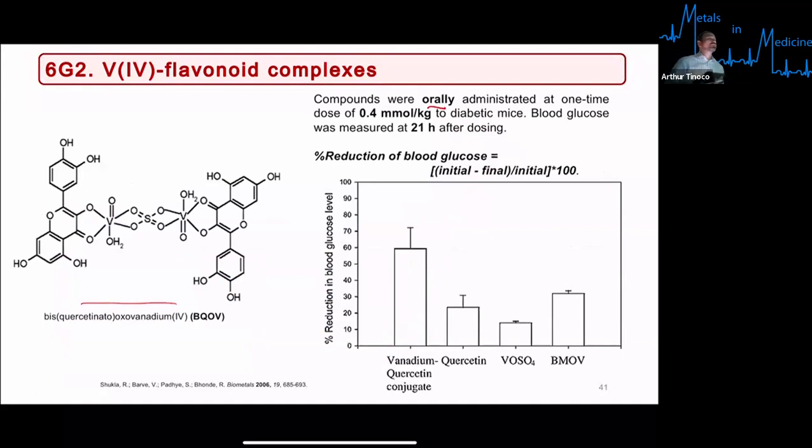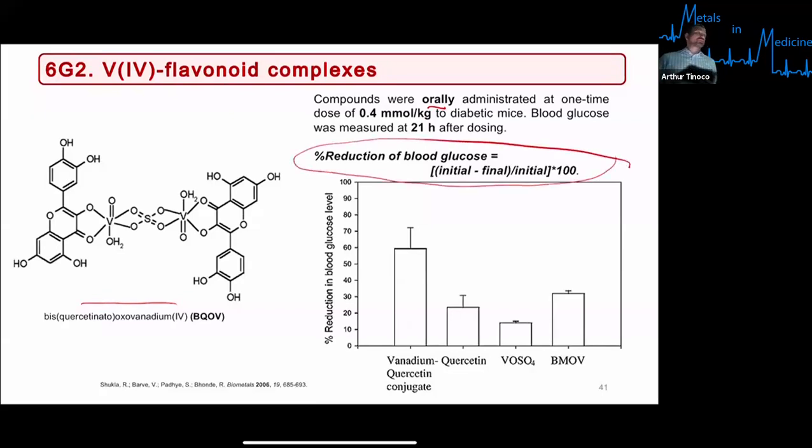The blood glucose is measured at 21 hours after dosing. So we're looking at the reduction in the blood glucose level. Okay, so this is the equation of how that percent reduction was measured. And so we're looking at this compound, the one that's shown over here, versus the free ligand, versus the vanadyl sulfate salt, and versus the maltolato compound.